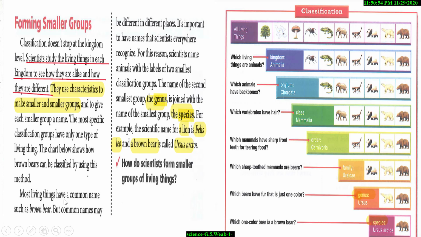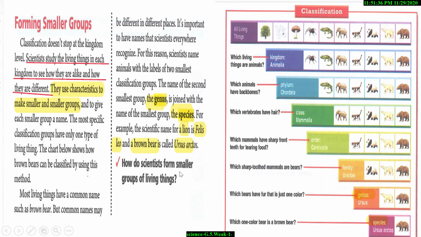Most living things have a common name such as brown bear, but common names may be different in different places. It is important to have a scientific name recognized everywhere for this reason. Scientists name animals with the labels of the two smallest classification groups: the name of the second smallest group, the genus, is joined with the name of the smallest group, the species. For example, the scientific name for lion is Felis leo, and the brown bear is called Ursus arctos.